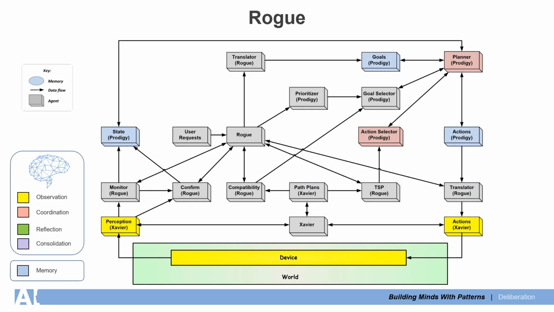The Rogue system by Haigh and Veloso integrates high-level planning, low-level robotic execution via the Xavier system, and learning in a mail delivery robot. The system leverages a classical planner, Prodigy, to create plans for multiple interacting goals. The robot monitors plan execution and replans as needed.